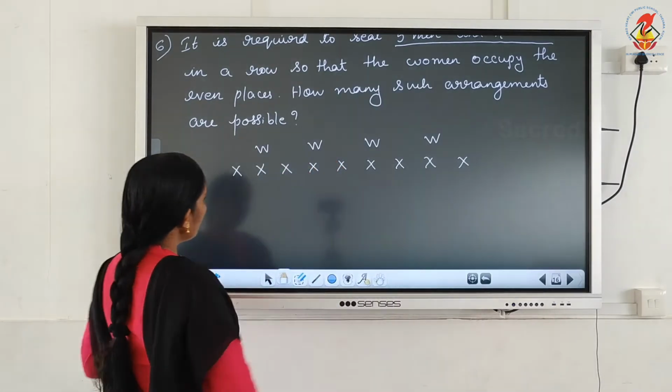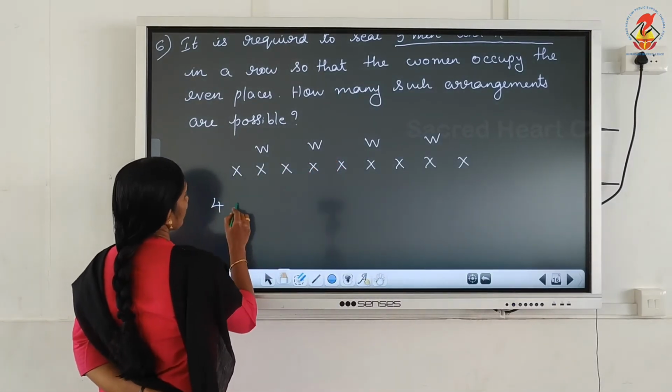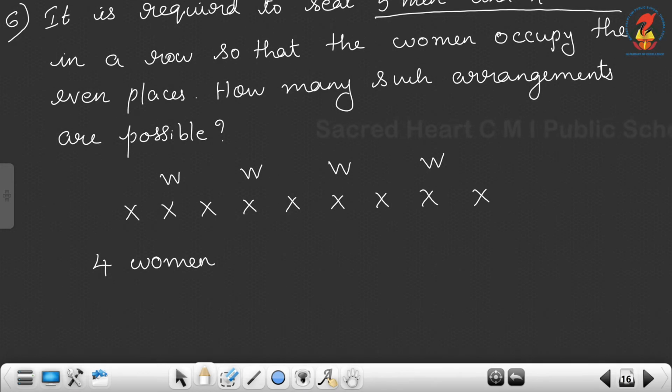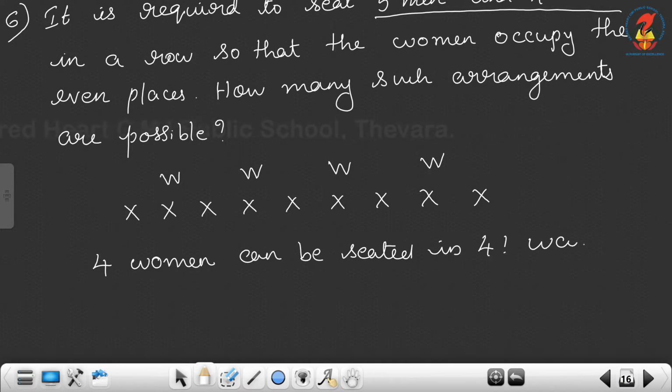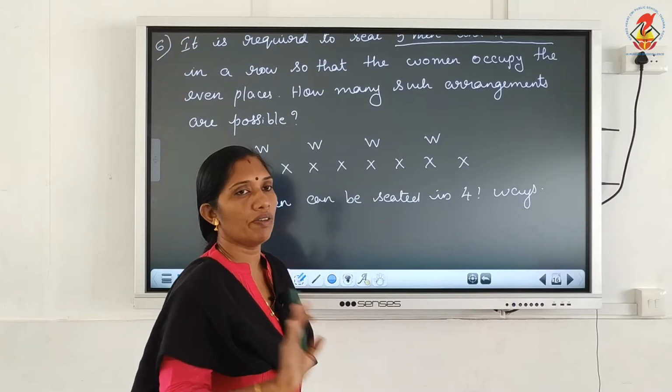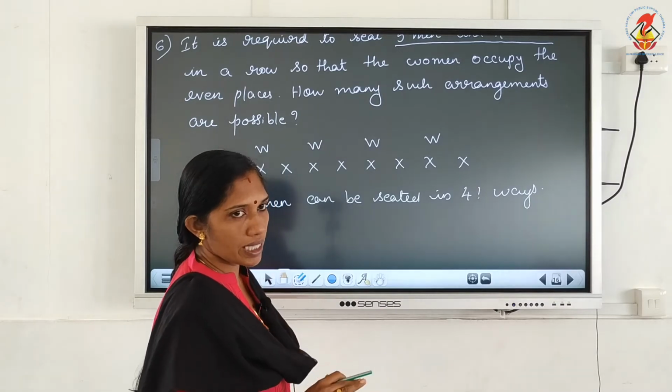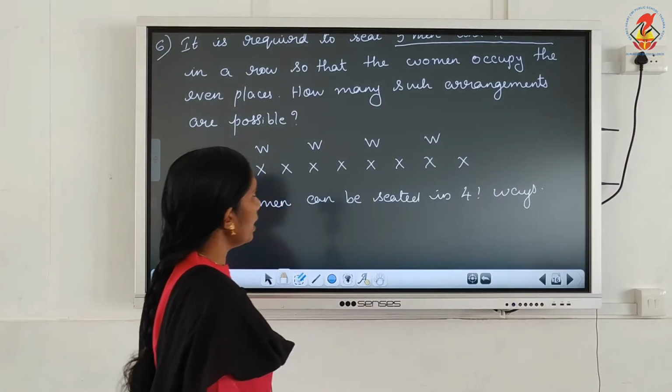So these 4 women can be seated in how many ways? Seated in 4 factorial ways. Okay, there is no other extra even place. 4 women and 4 even places, so 4 factorial ways they can sit. Now what about the men?